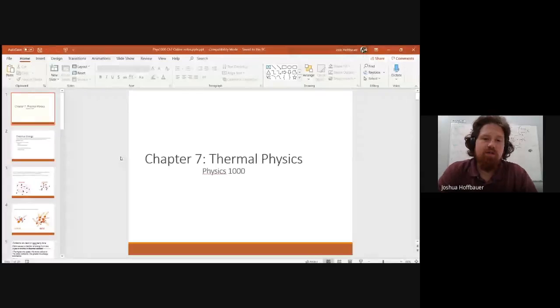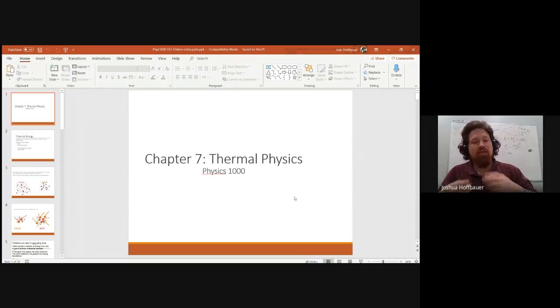So, chapter 7 is about thermal physics, and that is what the title slide says. So make sure that you are looking at the right set of notes. And thermal physics is going to refer to the understanding of heat and thermal energy, how it's created, what it does, how it moves, and what happens to objects when they possess thermal energy. So if you can see this title slide, you are in the right place.